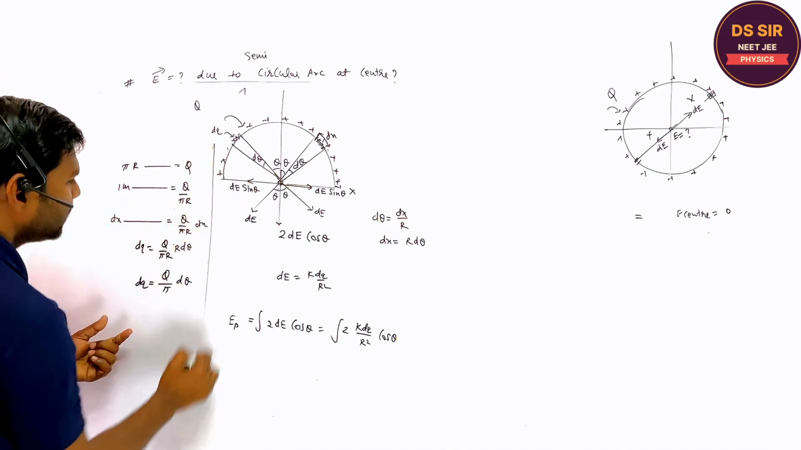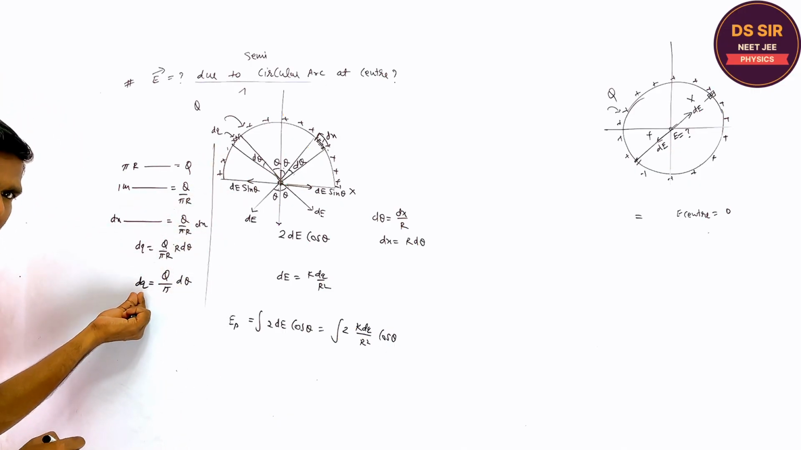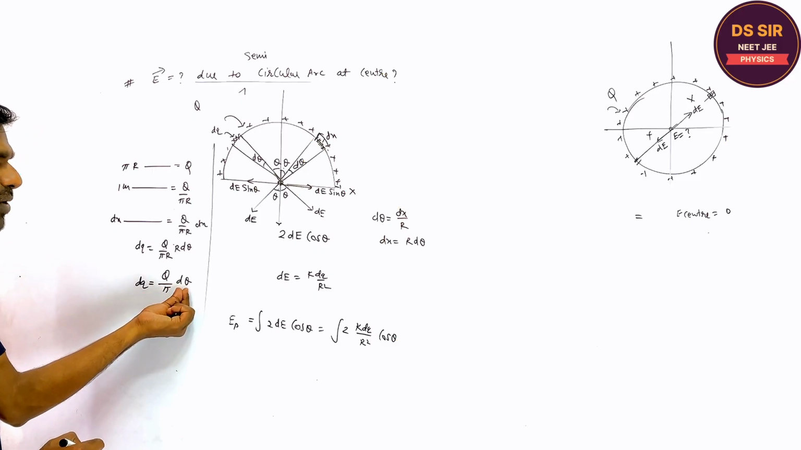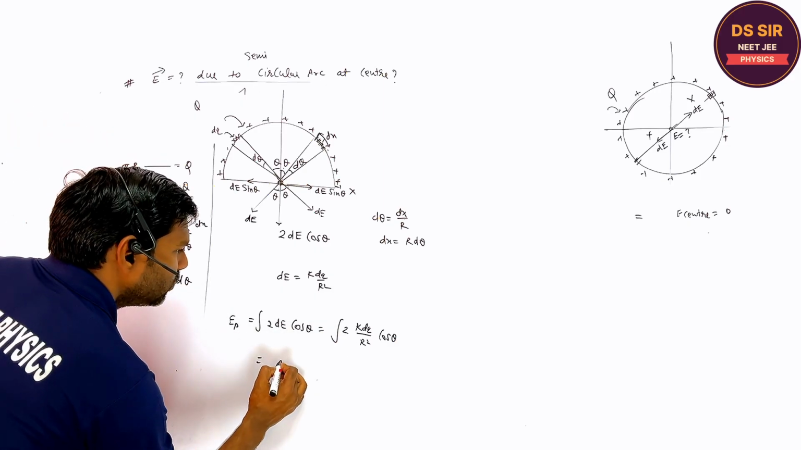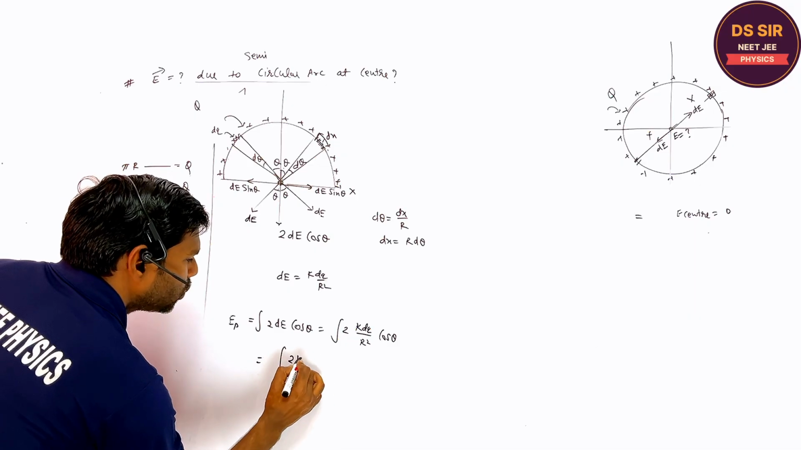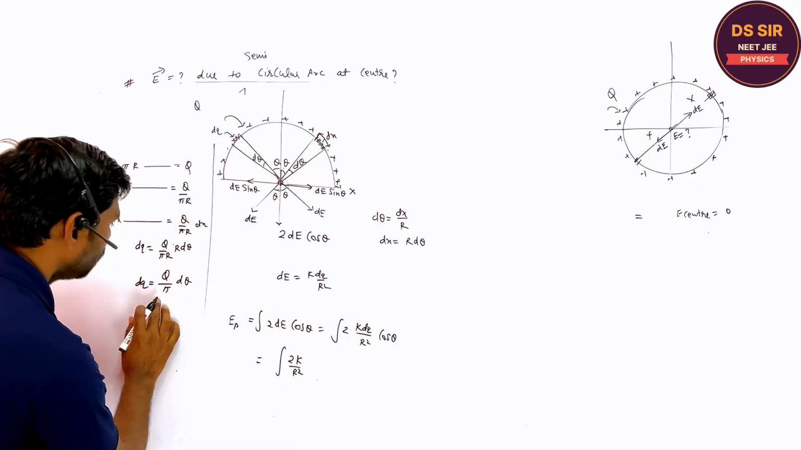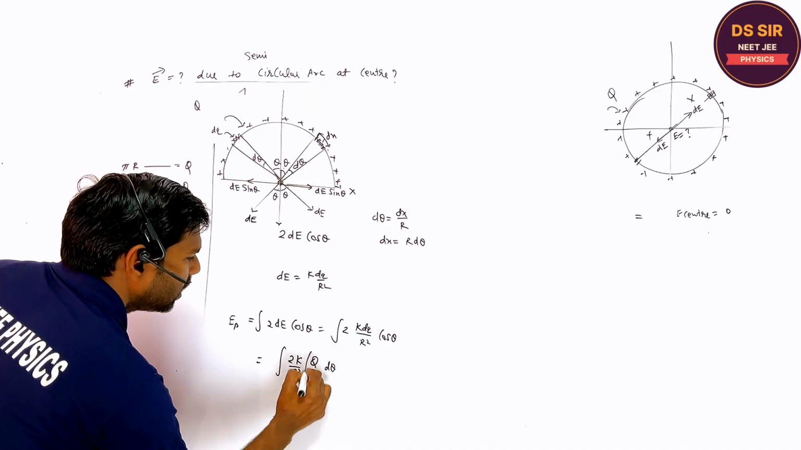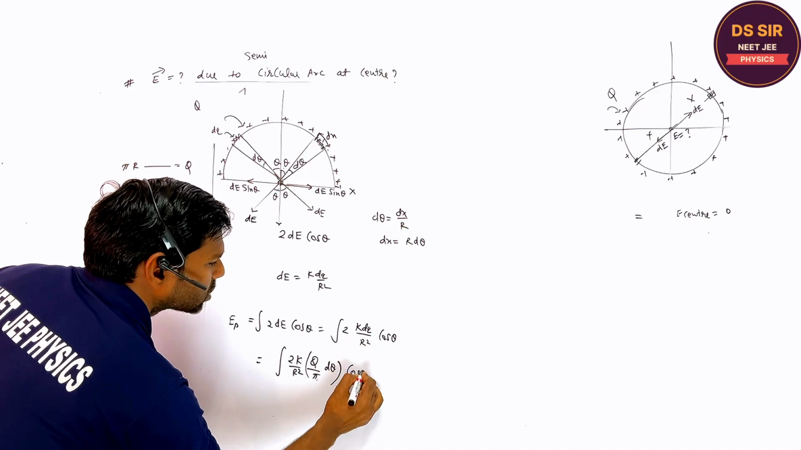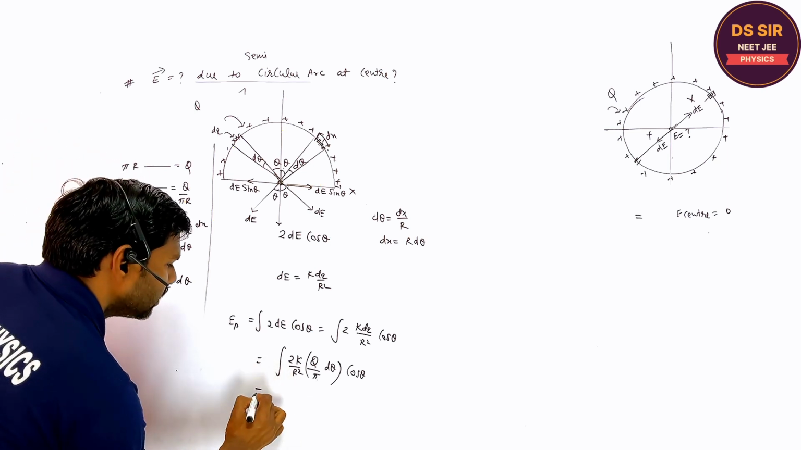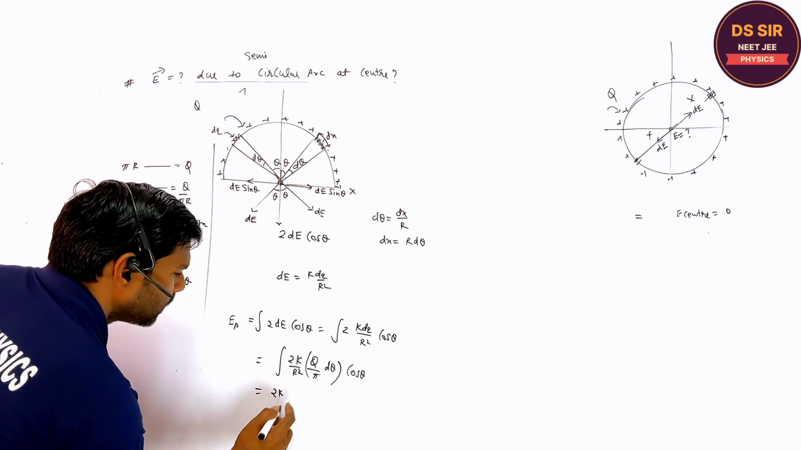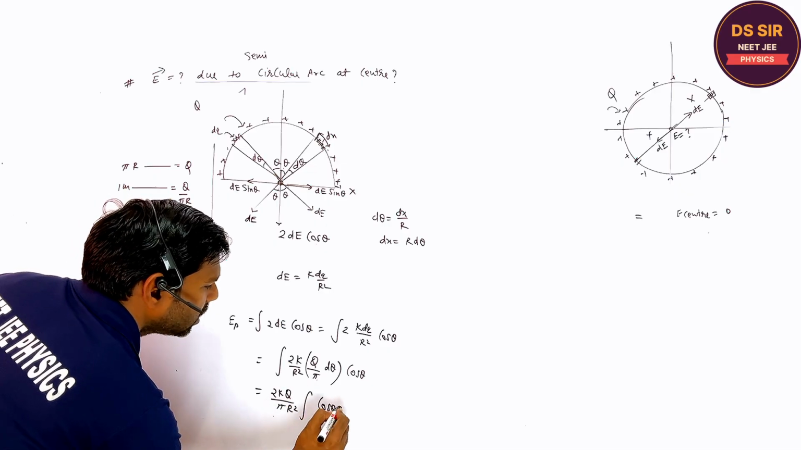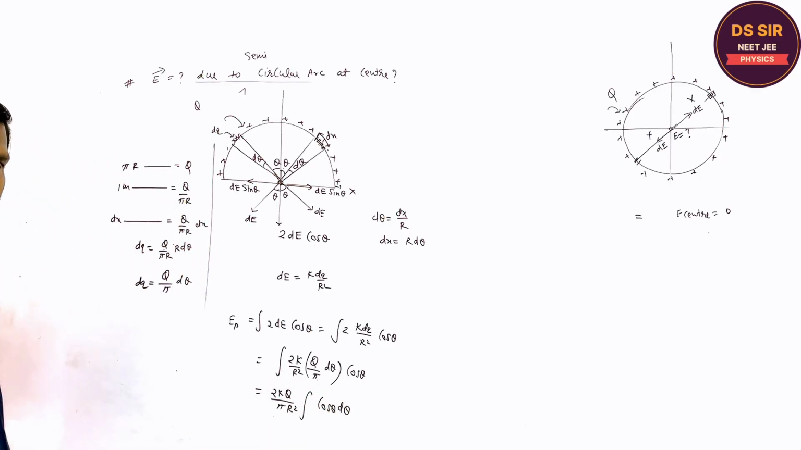So with the help of this elementary method, the elemental charge dq is written in terms of theta. So I am putting here the value. This is 2k upon r square. The dq is nothing but q upon pi into d theta, right? And this is the cos theta. Now you can integrate. This is 2k q upon pi r square, and this is the cos theta d theta. Is it clear or not?